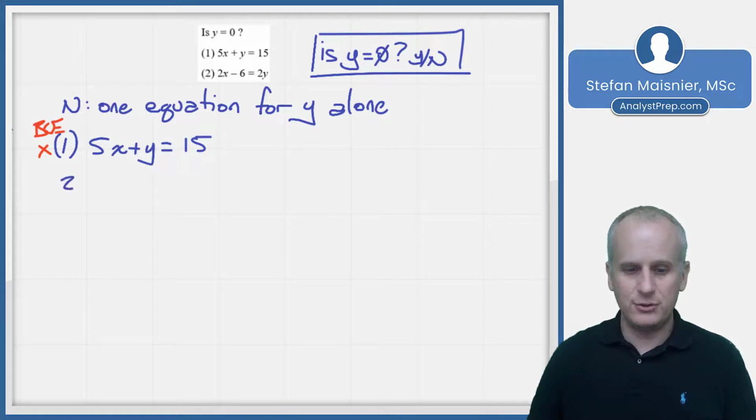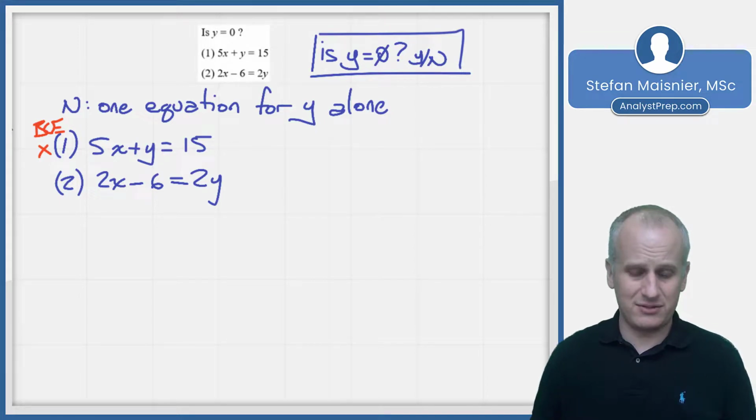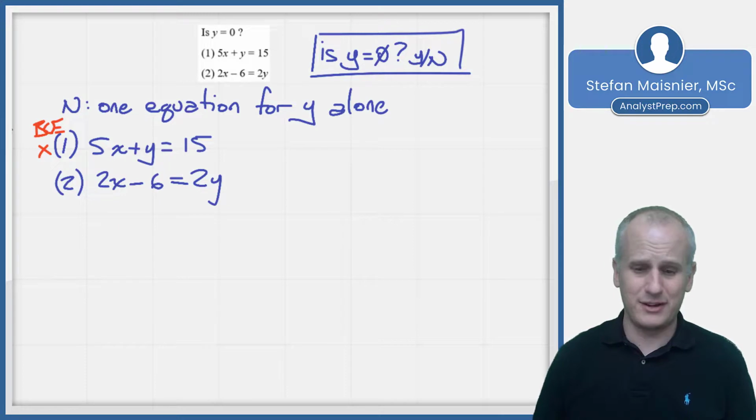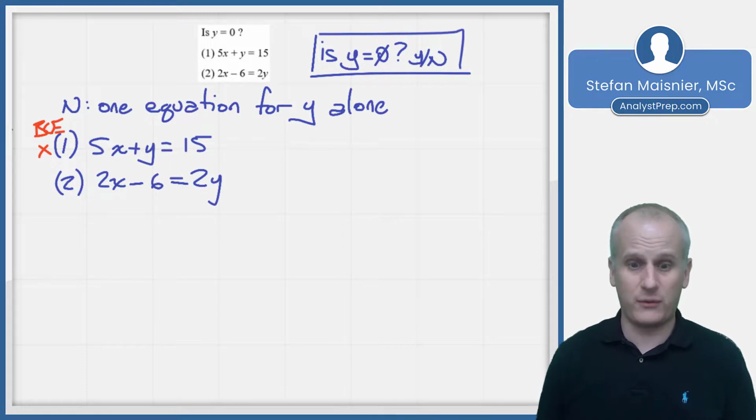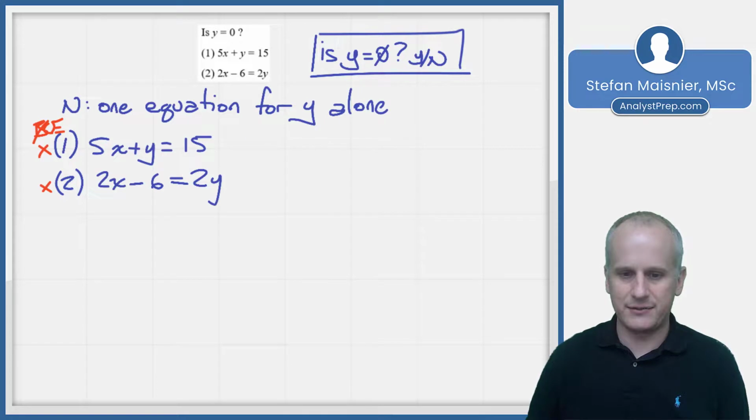Then condition 2 tells us that 2x minus 6 is equal to 2y. Now, again, I know that 2x is equal to 2y plus 6. I've got one equation for two variables. I can't solve for either because, again, if y is equal to 0, then x is equal to 3, but we don't know that just yet. So we eliminate choice B because 2 by itself is not sufficient either.